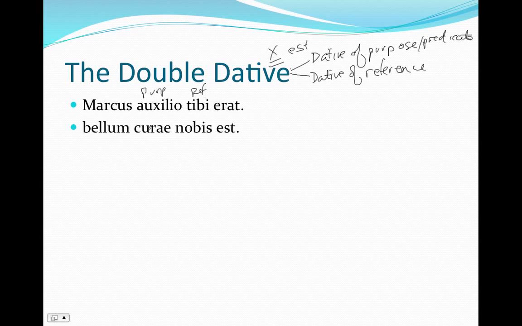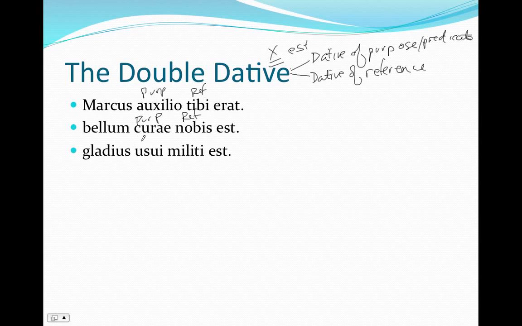Another example. Bellum curae nobis est. War is, the purpose of war is to be a care. War is a care. Here's our first dative. Our dative of purpose is a care for us. And here's our reference. War is a care for us. War is for a care for us. Gladius usui militi est. A gladius is a type of Roman sword. A gladius is for a use for a soldier. A gladius is useful to a soldier.